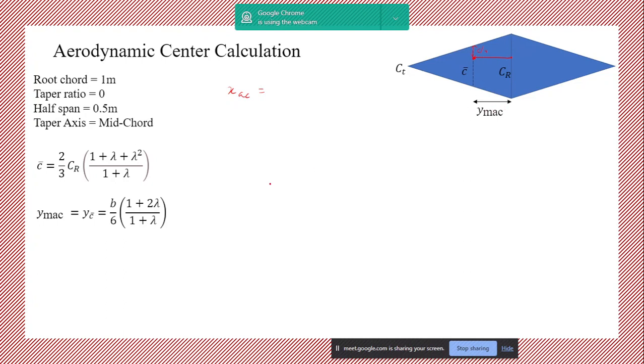So the Y value we get directly from this equation. For XAC, you need to find out this distance. That is XAC. So what is XAC? How do we write it? I'll write the equation. Just tell me if it's right.